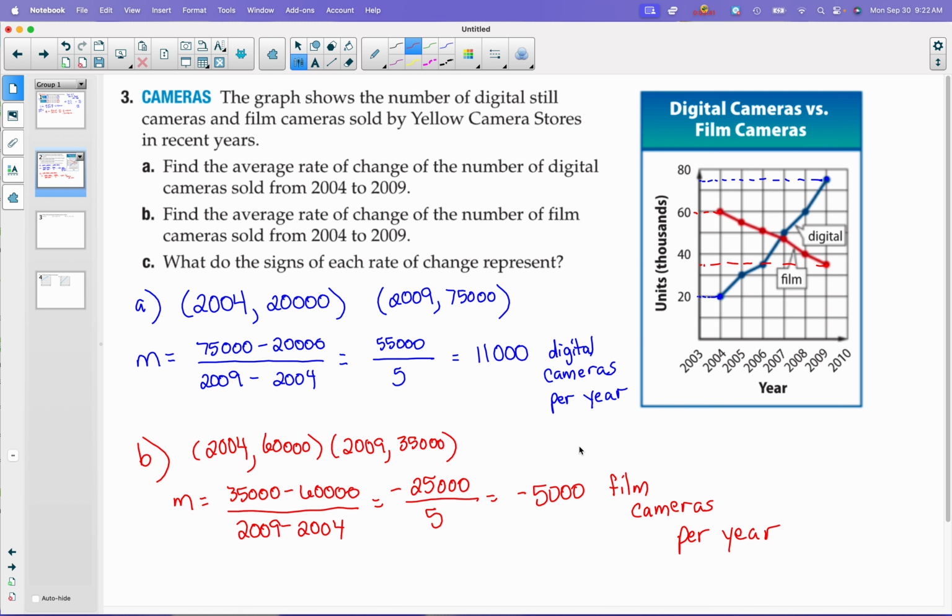So notice the negative, and part C asks us, what do the signs of each rate of change represent? Well, the digital cameras, notice that that is increasing. The amount of sales were increasing on the digital cameras, and at the same time period, the film cameras' rate of change is decreasing. It has a negative slope. This has a positive slope. So the rate of change is going to show that as well.